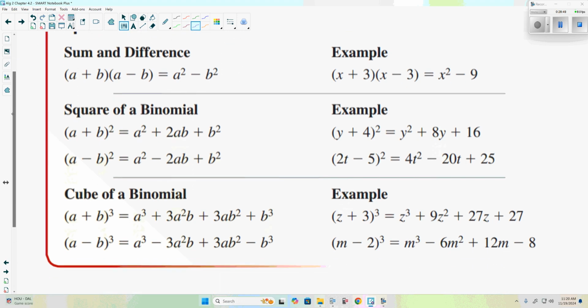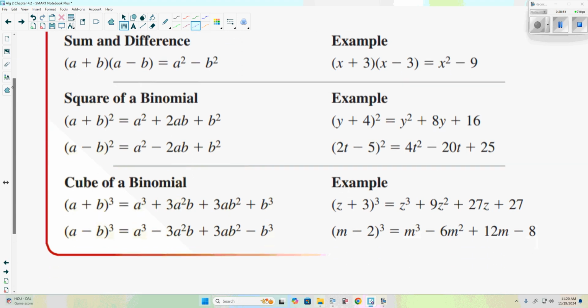Now there are some special product patterns. Some are difference of perfect squares. So if we have (a plus b) times (a minus b), it's really a squared minus b squared, so we can skip to that step, or we can multiply it out. Either one gets us to the same thing.